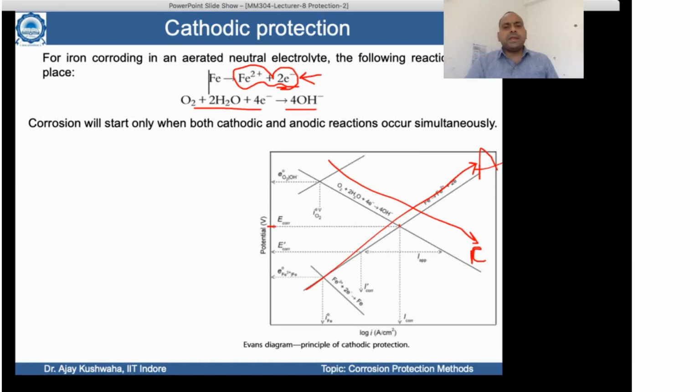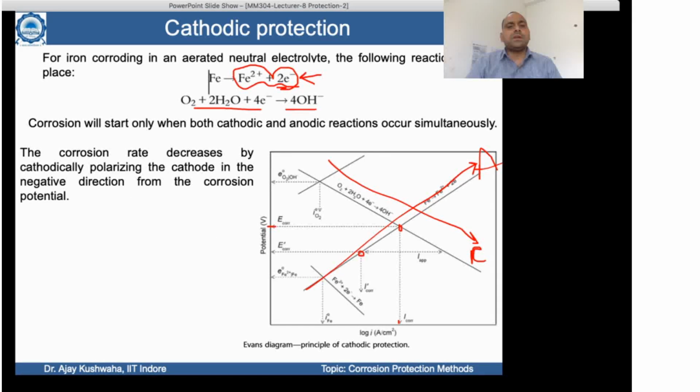But say by connecting these two metals, by creating a sacrificial anode or by applying a bias, if anyhow we can reduce this E corrosion from here to here, then what will happen? We are going to reduce the current from here to here. So I corrosion will become I dash corrosion. Means if we are able to reduce the potential, since we are applying a potential or connecting with a lower potential material, we are going to reduce the E corrosion. That will reduce the I corrosion, and therefore it will reduce the overall corrosion.